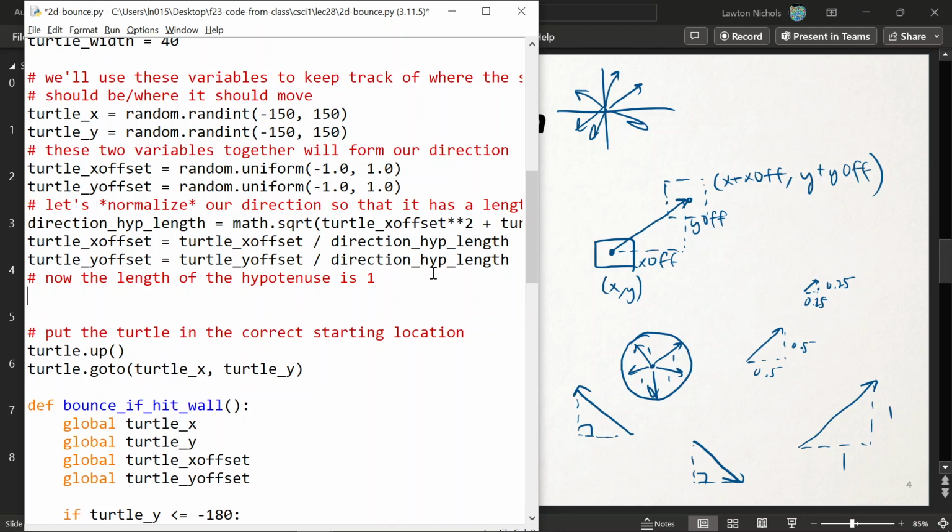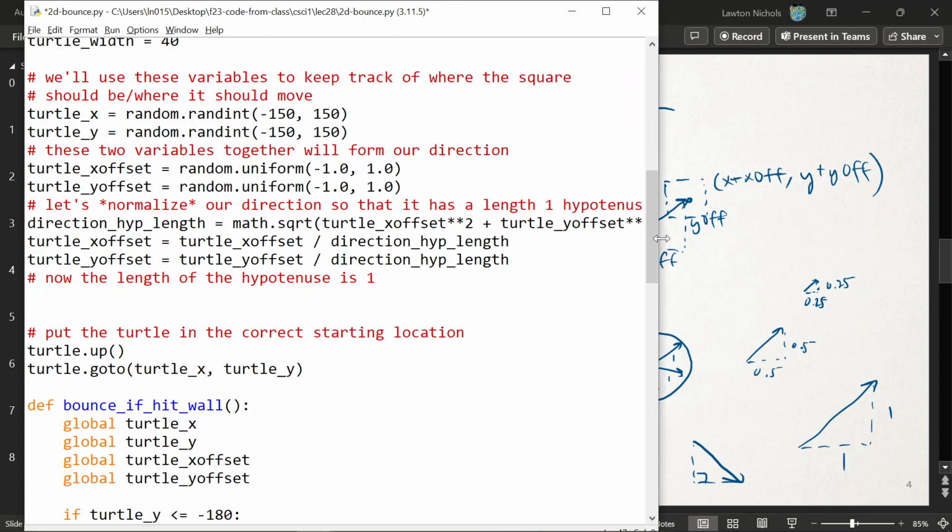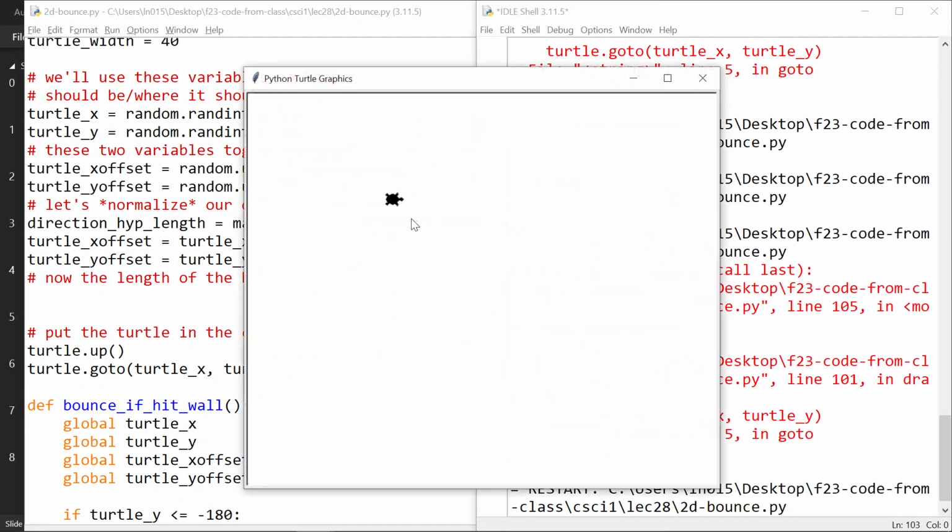So if I take this X offset and Y offset, and I change them a little bit, if I multiplied this by 2 or something, it'll move at twice the speed. It'll move by 2 each time. The hypotenuse's length will be 2 now. Now it's 2 if I do that. Does that make sense? I'm multiplying it like that.